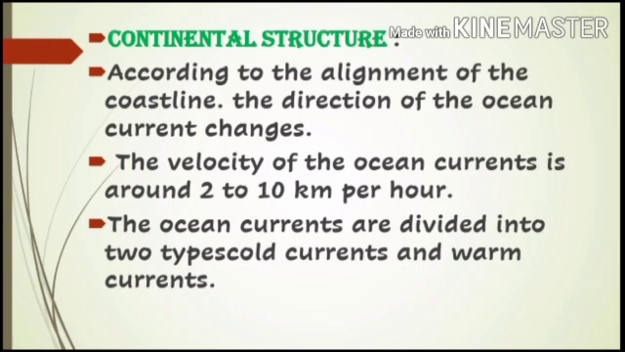The velocity of ocean current is 2 to 10 kilometers per hour. Means in 1 hour the ocean current can travel up to 2 to 10 kilometers. The ocean currents are divided into two types, cold currents and warm currents. Children, these cold currents and warm currents occur due to the cold water from the bottom coming to the surface and the warm water from the surface going to the bottom.